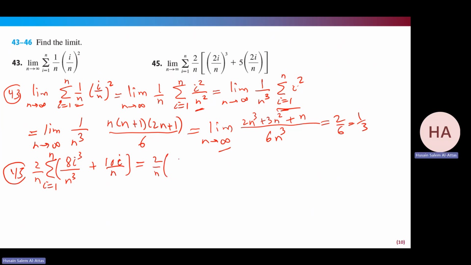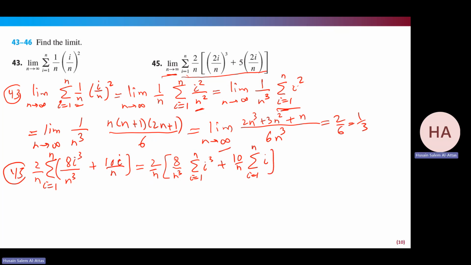This summation, I can take 8 over n cubed. Don't forget the limit. Let me do the substitution, then I will deal with the limit. I write the limit at the end. So I'm doing only these things, the summation. Okay. So that gives me what? 2 over n. Here I have what? I can take 8 over n cubed outside, and the summation i equal 1 to n of i cubed plus 10 over n times the summation of i, where i equal 1 to n.